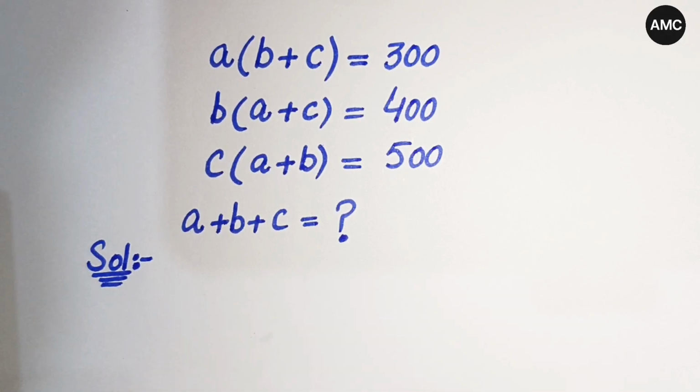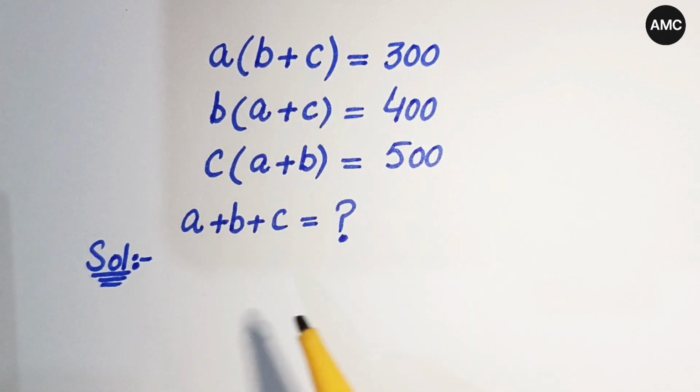Today we have a nice Olympiad math problem: a times (b plus c) is equal to 300, b times (a plus c) is equal to 400, and c times (a plus b) is equal to 500. Here we have to find the value of a plus b plus c. Now let's start our solution.